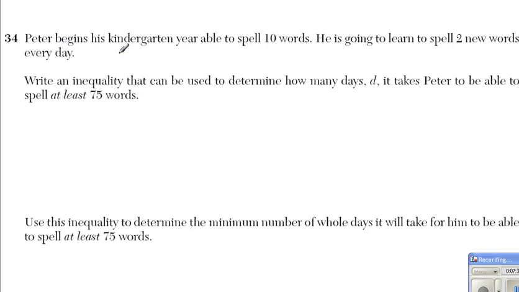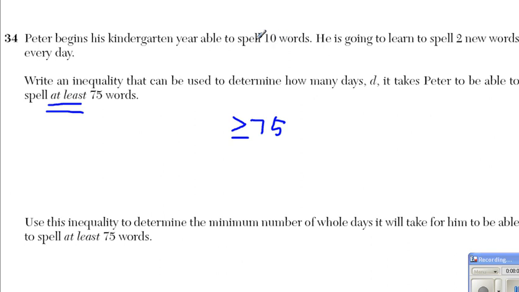So Peter begins his kindergarten year. He can spell 10 words, and then he is going to learn 2 new words every day. Now write an inequality. It takes D days for Peter to be able to spell at least 75 words. In this case, at least means we are looking for greater than or equal to. That's what it means by at least.